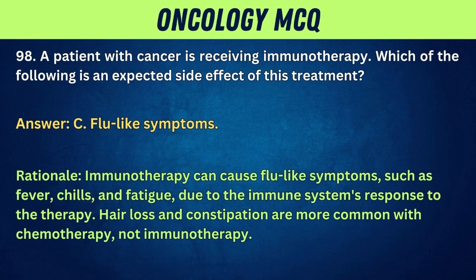Flu-like symptoms. Rationale: immunotherapy can cause flu-like symptoms such as fever, chills, and fatigue due to the immune system's response to the therapy. Hair loss and constipation are more common with chemotherapy, not immunotherapy.